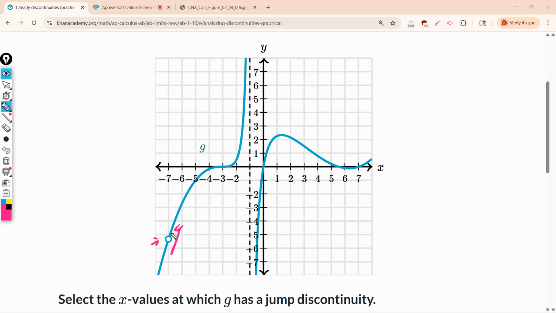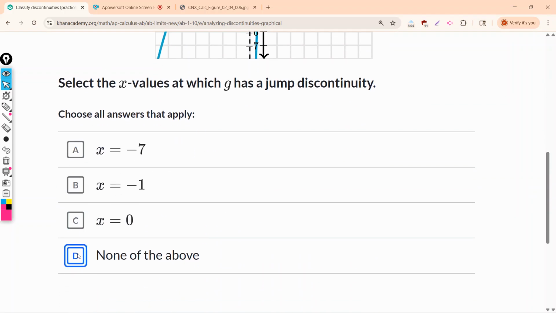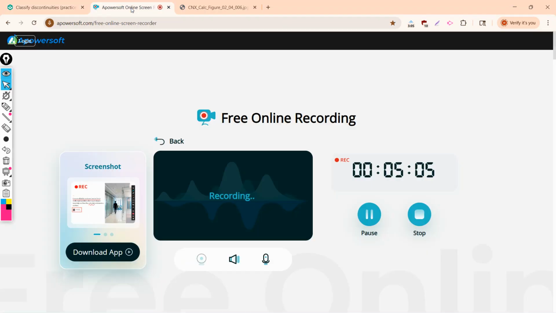So this right here is removable, and if you keep going, this right here is the infinite because there's an asymptote. Here is the infinite, there's an asymptote, and if you keep going, there are no more discontinuities. Okay, so this is removable, this is infinite, there is no jump discontinuity on this graph. So this one is going to be none of the above.